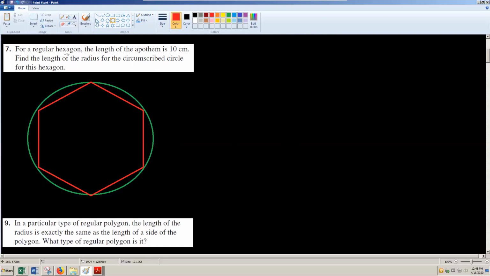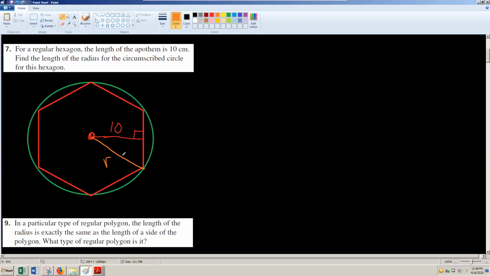So again, regular hexagon means all my lengths are the same. The apothem is told to me to be 10. So this distance from the center out to the midpoint on the side is 10. I want to find the radius of the circumscribed circle. What I'm looking for is this distance right here, and we call this the radius of this thing.